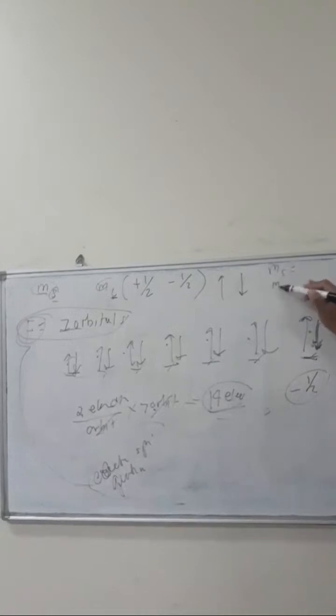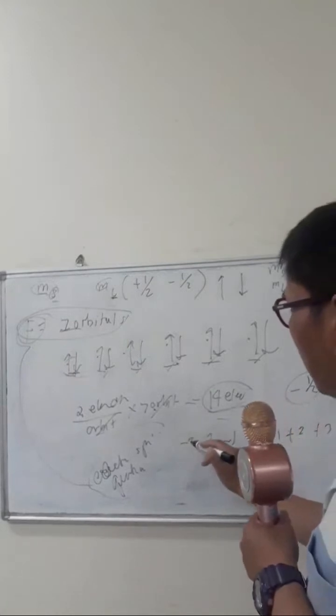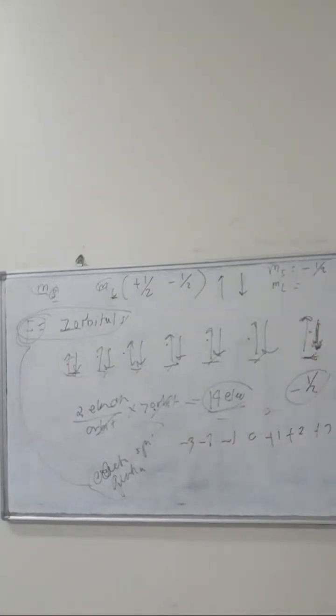Now, what is your magnetic quantum number for this? Okay? So we have 7 orbitals. Take note. We have 0, positive 1, positive 2, positive 3, and on the other side negative 1, negative 2, negative 3. So what is your ML for this?